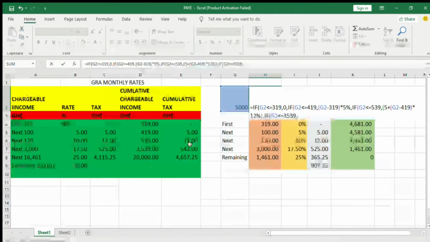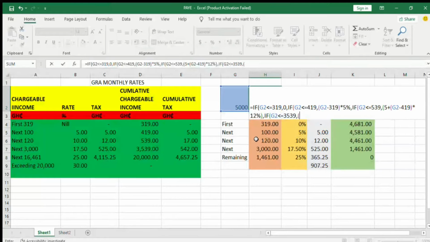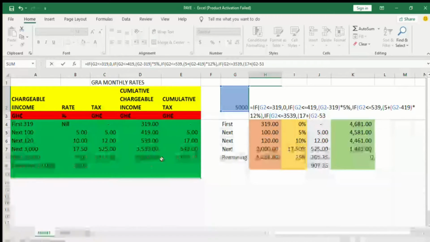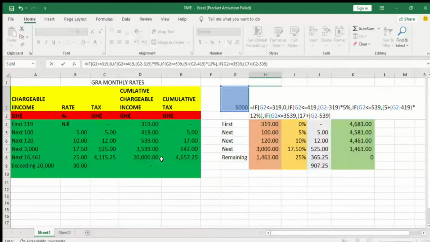We bring our brackets to the 17 that we input to get our current tax. That is the difference between the 3,539 and 539. That is the next 3,000. So we enter G2 here minus 539. We close the bracket times, at this level the rate is 17.5%. Then we close our bracket.